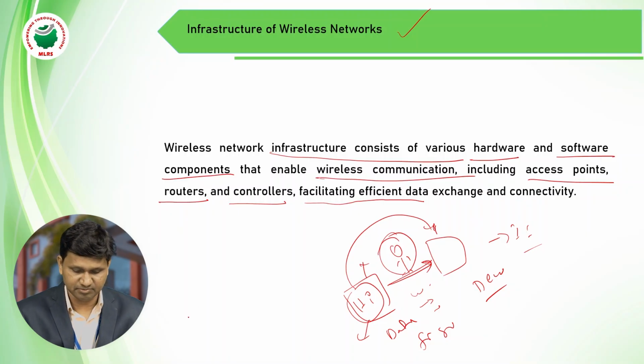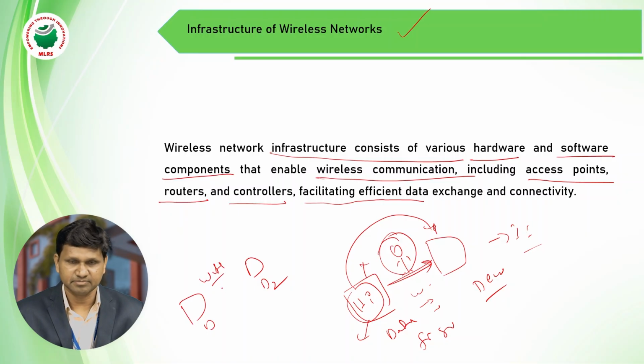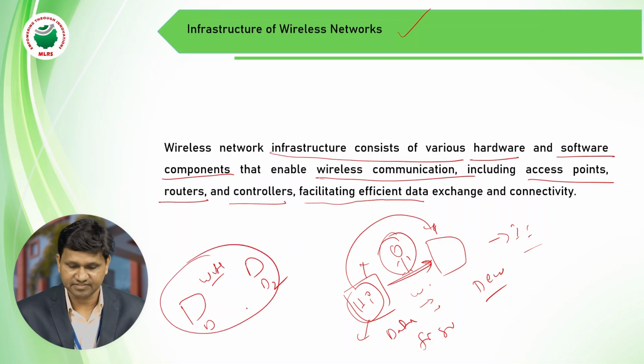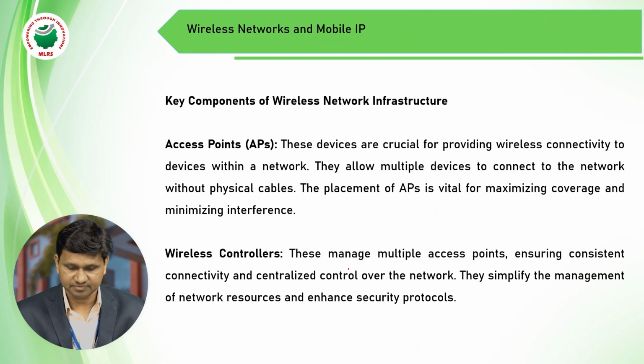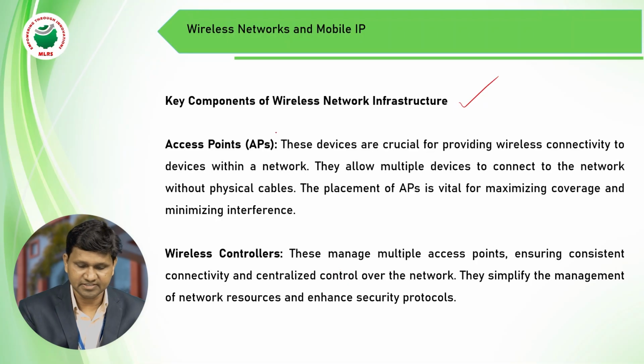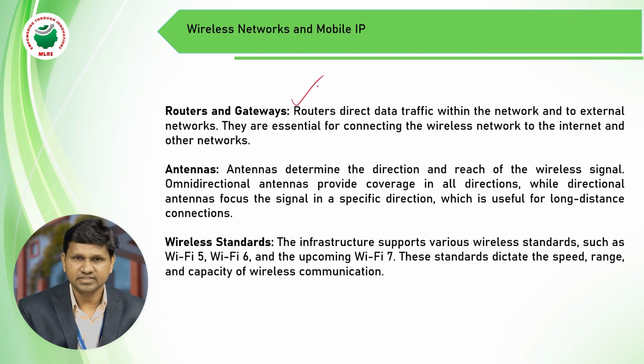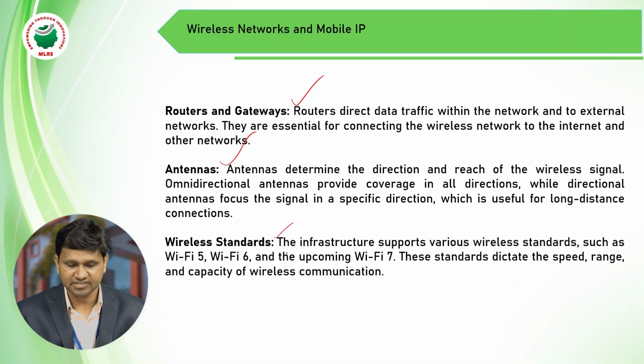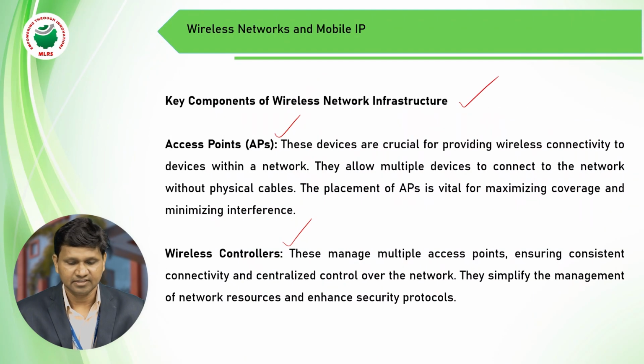As I discussed in the example, this is device 1 and this is device 2. In between them there must be a wireless or wired communication media. Through that communication media we can exchange the data, right? This entire information is called infrastructure of the wireless networks. Now, key components of wireless network infrastructure. The first one is access points, then wireless controllers. Next are routers and gateways, antennas and wireless standards. These are the main infrastructure of wireless communication networks.